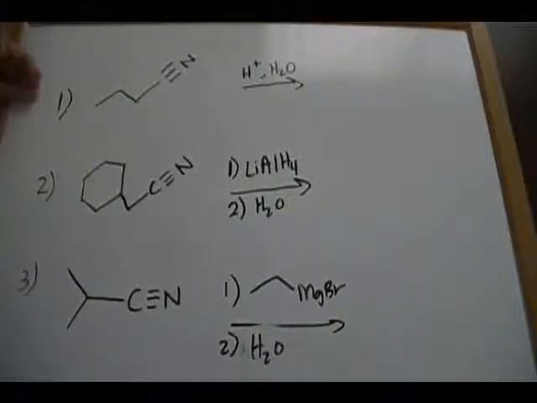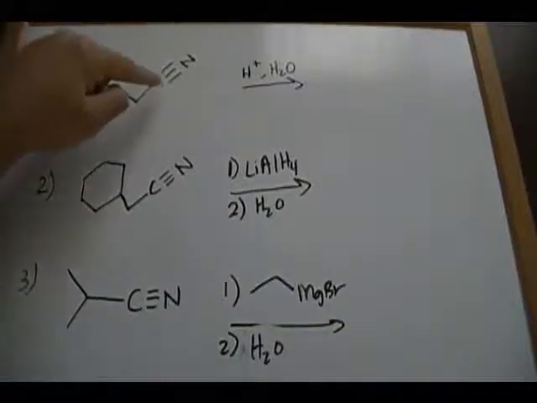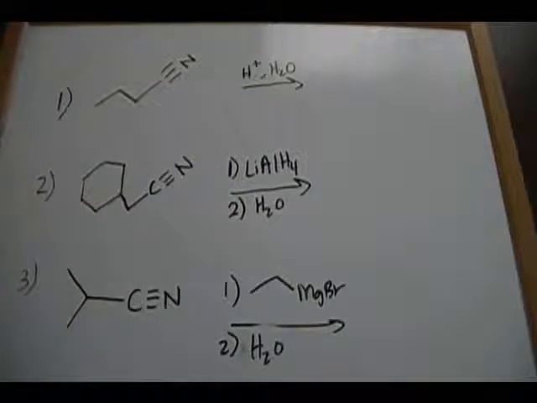So let's get started. First reaction, we have a nitrile. I didn't draw the carbon in, but you should realize that there is a carbon at that position right there, just to get you guys acquainted with different forms of showing a starting material. So again, we have a nitrile reacting with water under acidic conditions. We're going to form a carboxylic acid.